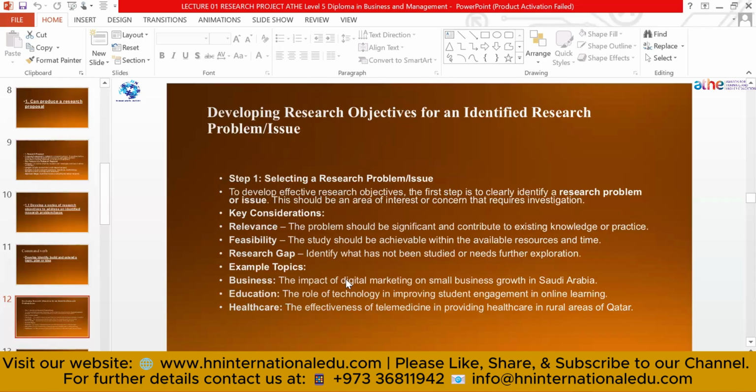For example, these could be the topics or domains. If you select anything from the business domain, the topic could be the impact of digital marketing on small business growth in Saudi Arabia. Now, this is the complete title on which you can conduct a research proposal. If you want to select the education sector, then we can go for the role of technology in improving student engagement in online learning. Healthcare: the effectiveness of telemedicine in providing healthcare in rural areas of Qatar.